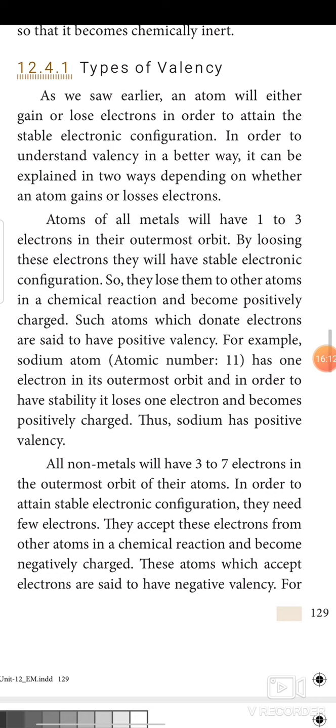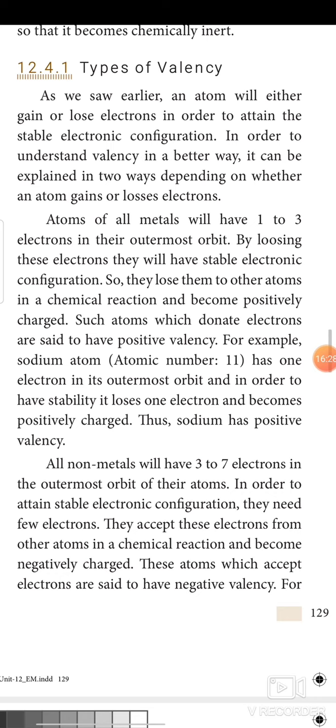For example, chlorine, atomic number 17, has 7 electrons in its outermost orbit. By gaining 1 electron, it attains stable electronic configuration like the inert gas electronic configuration. Thus, chlorine has negative valency.